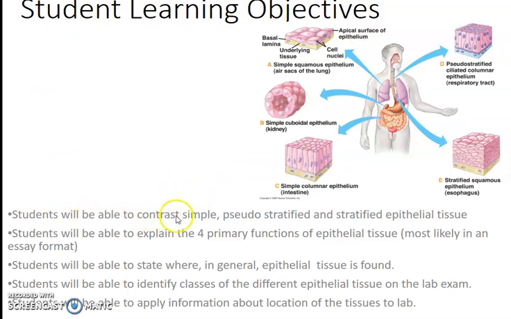You are going to contrast simple, pseudostratified, and stratified epithelial. You will be able to explain the 4 primary functions of epithelial tissue, and you will be able to state where they're generally found. I'm not going to ask you where each one is found. The one exception is stratified squamous epithelial. We will talk about that in the skin chapter. It is the epidermis. I'm totally going to ask you where stratified squamous is found. And you'll be able to identify the different subtypes of epithelial tissue in both lecture and lab.